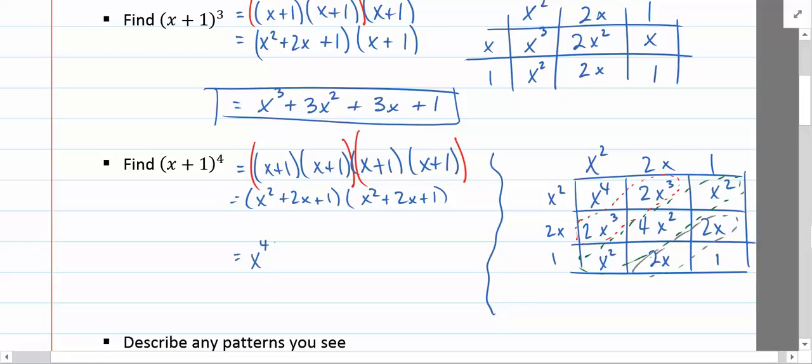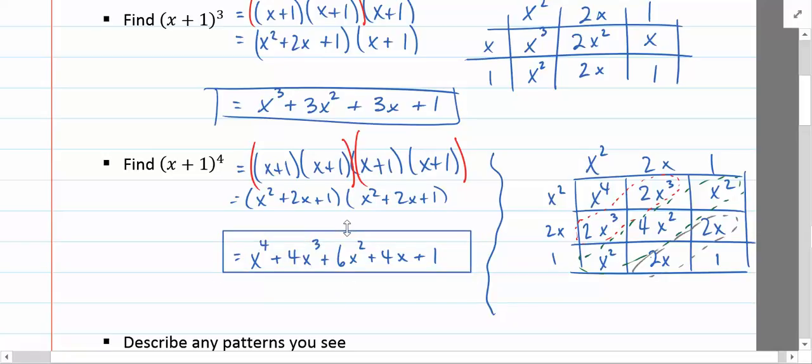And our end result here is x to the fourth plus 4x cubed plus one of these, 4 of these, and one of these. That makes 6x squared. Then 4x and 1. So the end result for this product is x to the 4th plus 4x cubed plus 6x squared plus 4x plus 1.